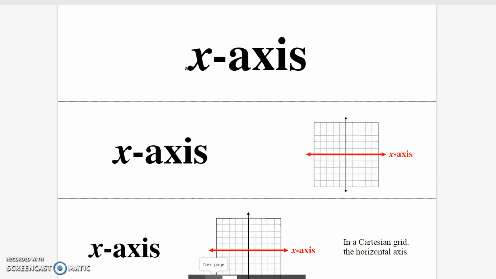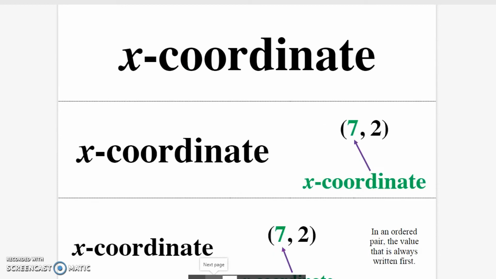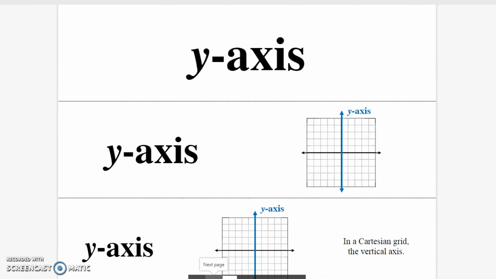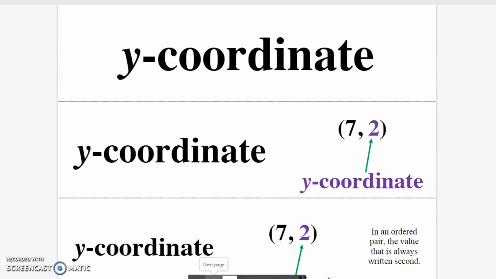X-axis. In a Cartesian grid, it's the horizontal axis. X-coordinate. In an ordered pair, the value that's always written first. Y-axis. In a Cartesian grid, the vertical axis. Y-coordinate. In an ordered pair, the value that's always written second.